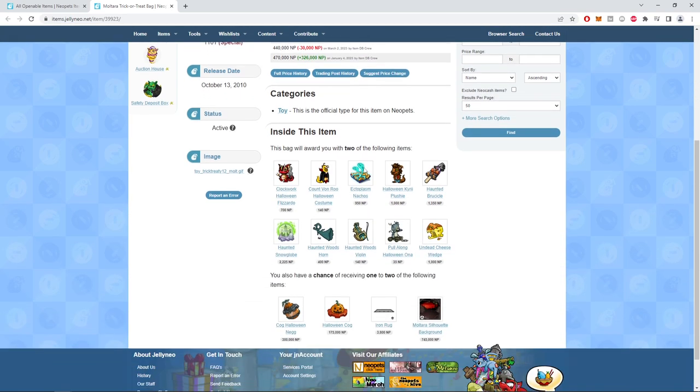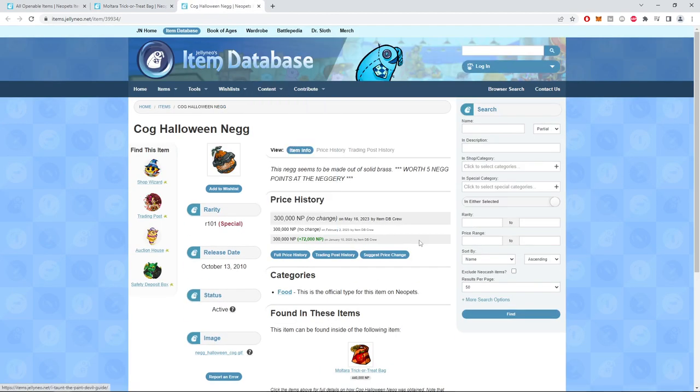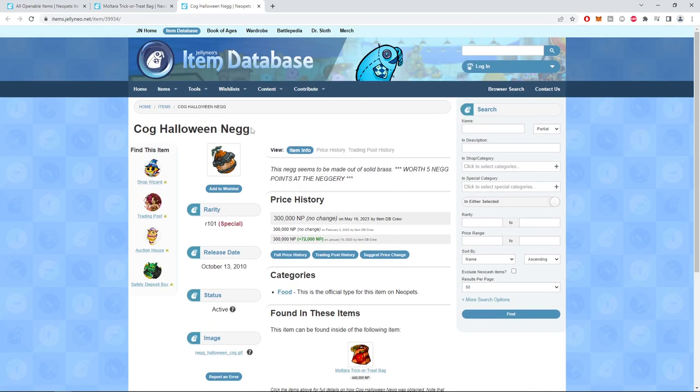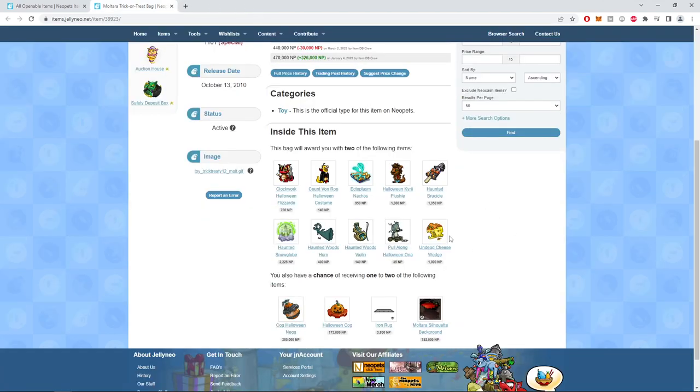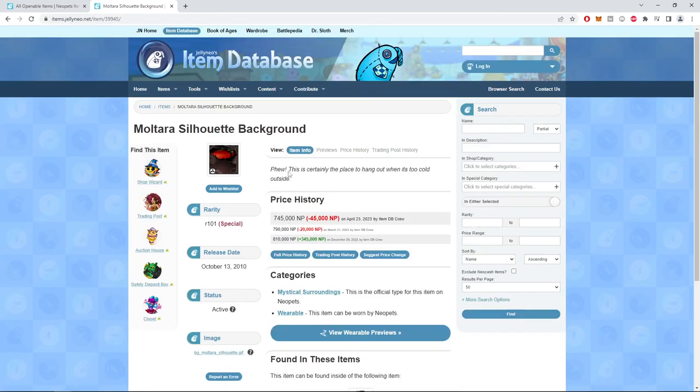Moltar trick or treat bag. Same thing. Is this actually a generic neg? Okay, worth 5 neg points. Looks kind of cool, I'm not gonna lie. I do like a various amount of negs in the game just because as a kid they were so cool and you knew what it was. But a Moltar background, that's what you're here for.